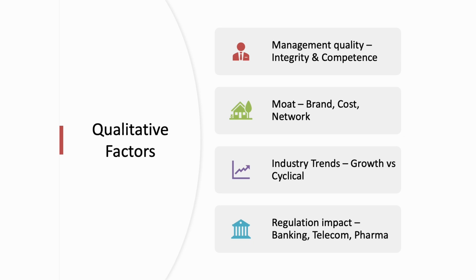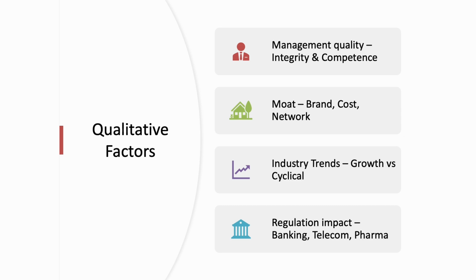Industry trend. The third factor is industry outlook. Even a great company will struggle if it's in a declining industry. Think about it. The best typewriter company still went out of business when computers came in. So you need to ask, is the industry growing or shrinking? Is it cyclical or defensive? What are the tailwinds and headwinds?